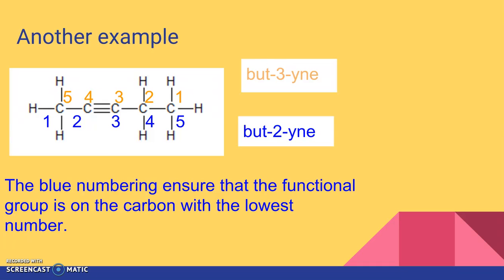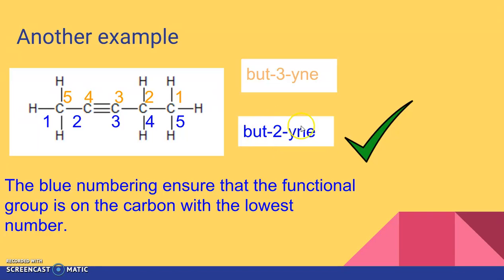What does the rule say? The rule says that my numbering must be in such a way that my functional group is as close as possible to 1. So I know the correct name for this compound would be but-2-yne. Okay, at this stage, I don't know how I got the but, but we'll get to that in the next video. Remember, we are working our way from the back to the front.